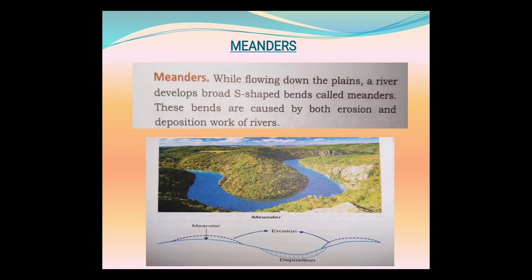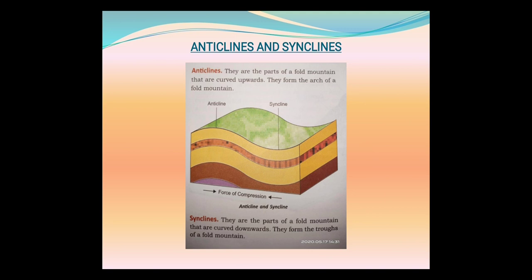The next diagram is of meanders. Meanders are S-shaped bends formed due to erosion and deposition work of river while it is flowing down the plains. Anticlines and synclines. The upward curve or the arch formed on the fold mountain due to force of compression below the earth's surface, the arch is called anticlines, and the curved downward part, that is the trough, is called synclines.